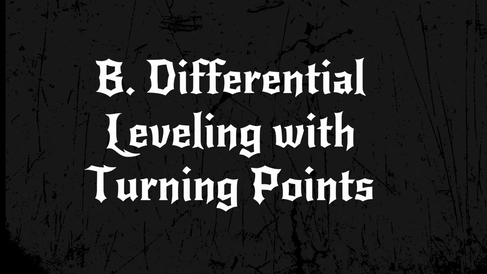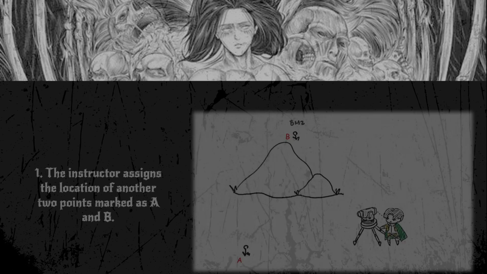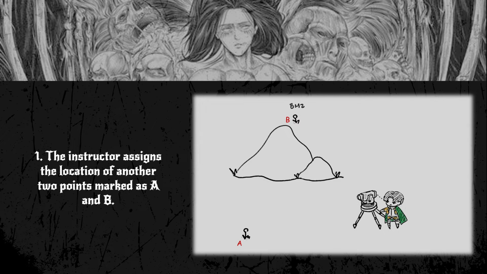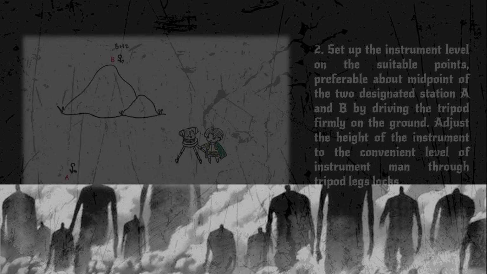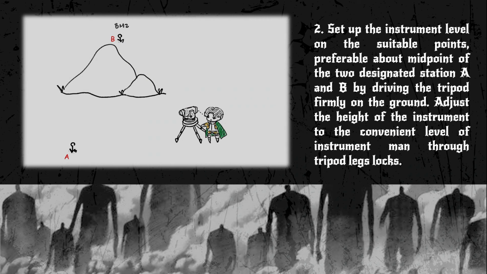Procedure B, Differential Leveling with Turning Points. Number 1. The instructor assigns the location of another 2 points marked as A and B. Number 2. Set up the instrument level on a suitable point, preferably about the midpoint of the two designated stations A and B, by driving the tripod firmly on the ground. Adjust the height of the instrument to the convenient level of the instrument man through the tripod leg locks.